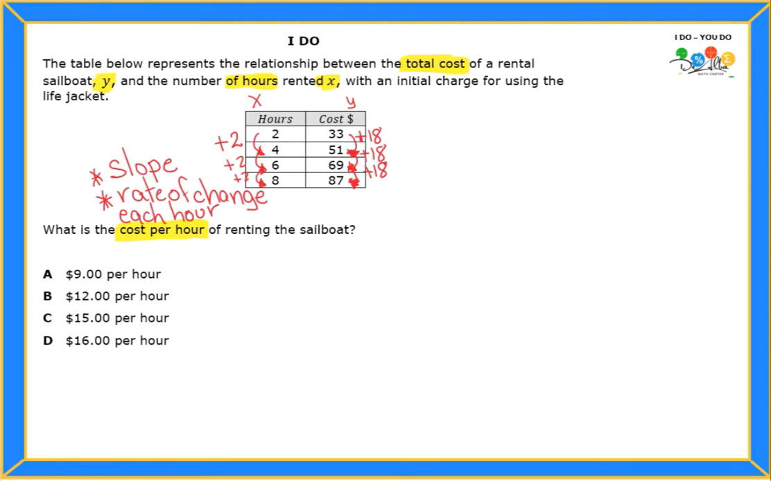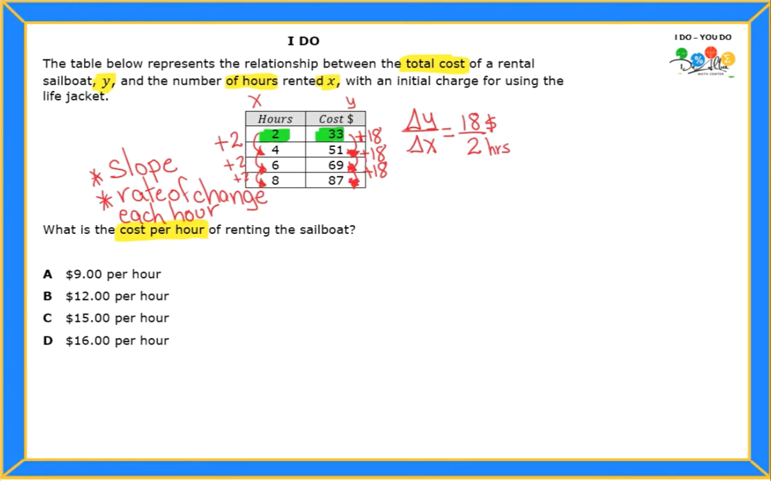So I can say then that the change of the Y over the change of the X is going to be 18 over 2. And 18 is the money that you're going to pay, and the 2 is the hours. So I know what you're thinking. Miss, that 2 hours means that we're paying $18. But that's not what the table says. Of course not. Because the table is actually telling you that when you rent it for 2 hours, the total cost is $33. Is that right?